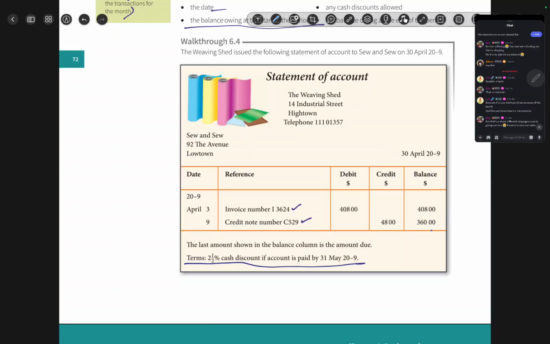Okay, is that clear? So basically, anything that's debiting will increase the balance, and anything that's on the credit side will decrease the balance. Okay, and that is because this is a customer, which is a trade receivable.